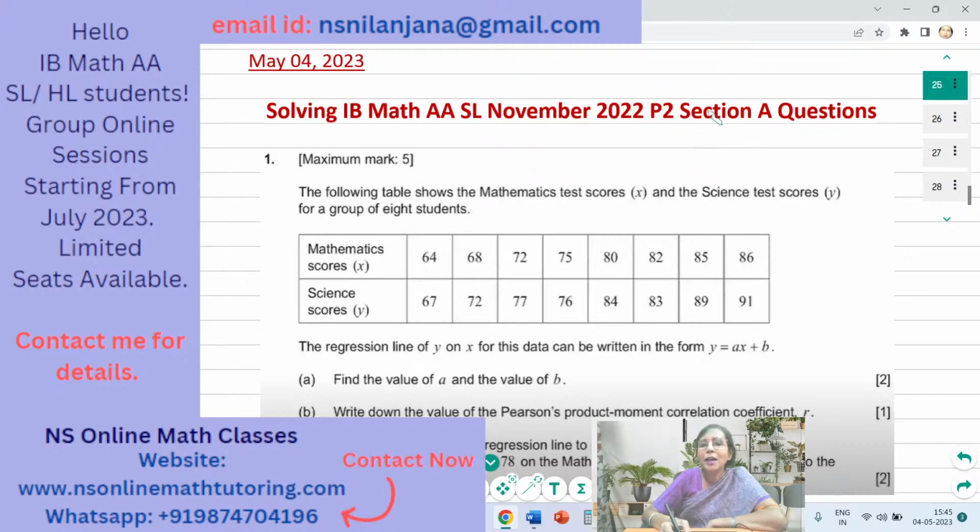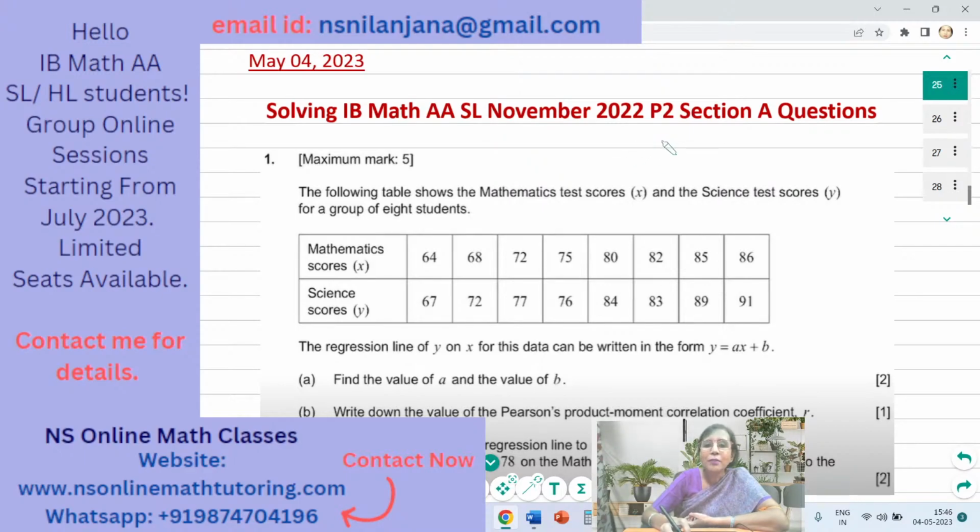Today we'll be solving the IB Math A SL November 2022 paper 2 time zone 0 section A questions, that means question 1 to question 6. And we will be solving section B questions on Saturday, the usual time on which we usually solve the IB Math A SL question papers. That is, it will be starting from 7:30 p.m. IST. Saturday it is May 6, 2023.